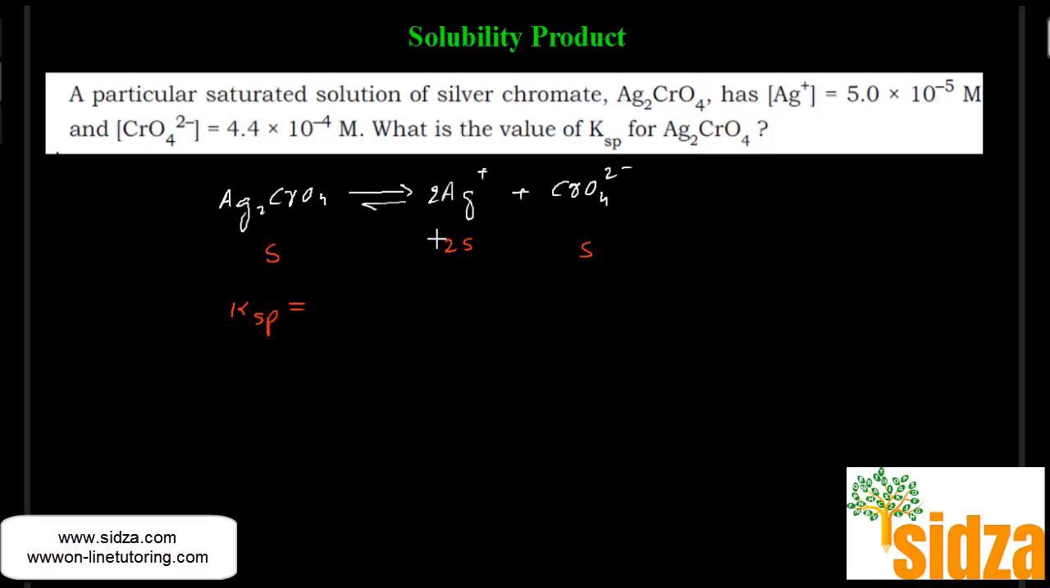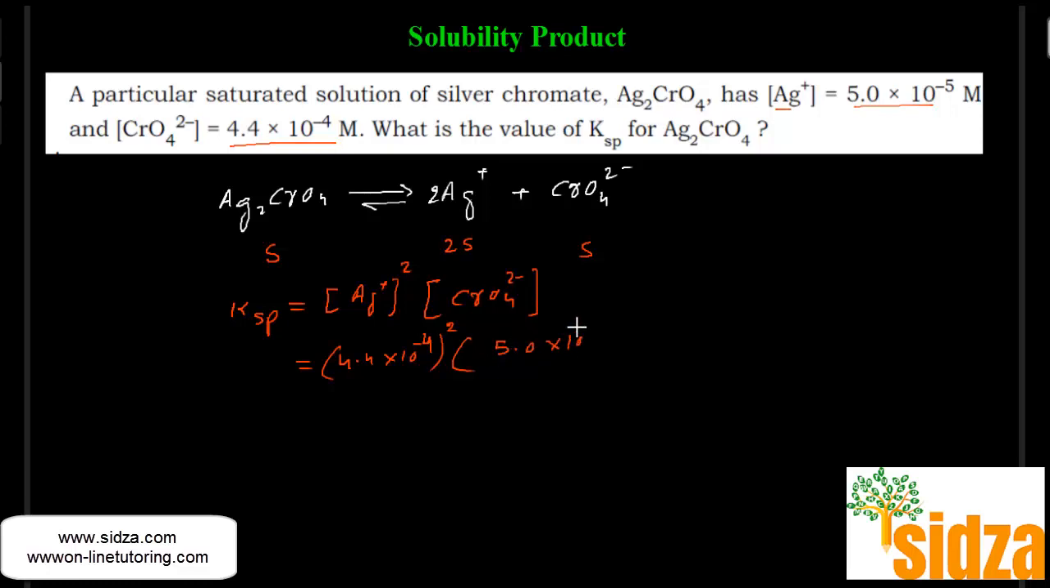The solubility product of the silver chromate here will be the concentration of the silver ions to the power 2, times the concentration of the chromate ions to the power 1, right? And we have the concentration of the silver ion this much and chromate ion this much, so the solubility product will be 4.4 into 10 to the power negative 4, squared, times the concentration of the chromate, 5.0 into 10 to the power negative 5.